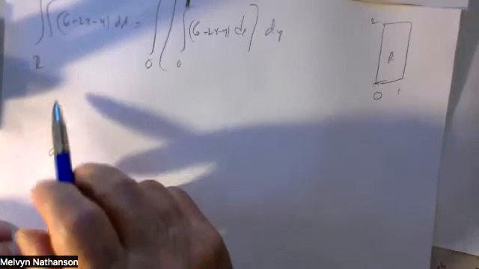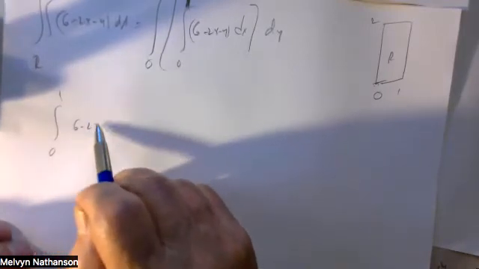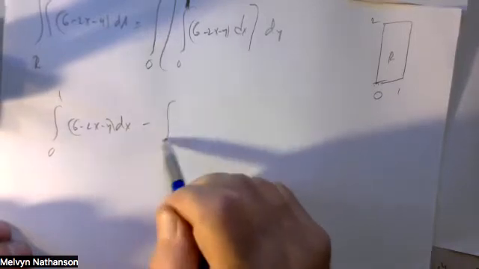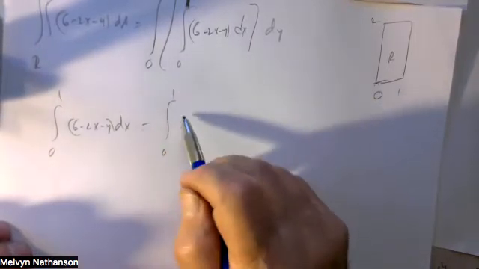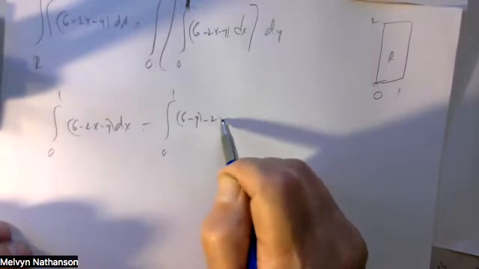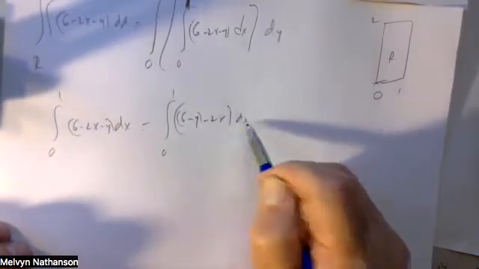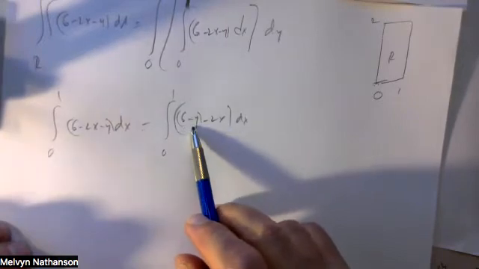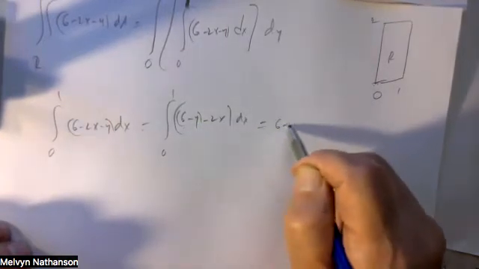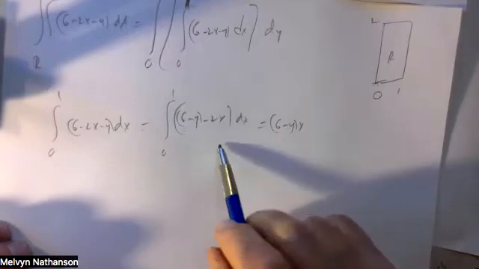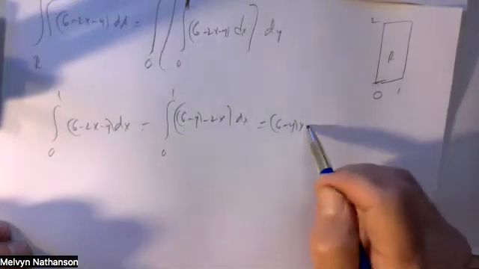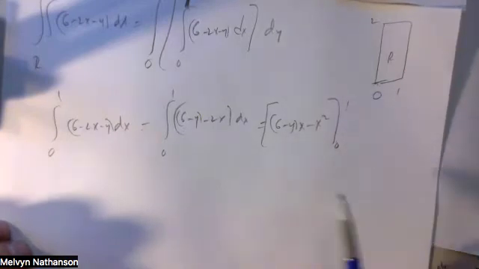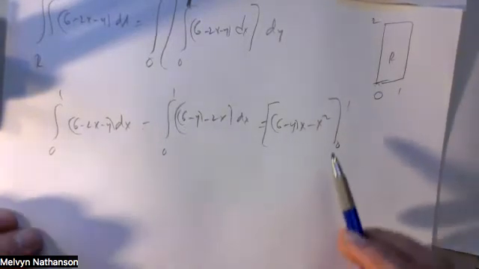So the integral from 0 to 1 of 6 minus 2x minus y dx, let me just rearrange. This is like 6 minus y minus 2x dx. This is constant with respect to x. The integral of 6 minus y with respect to x is 6 minus y times x. And the integral of minus 2x is minus x squared. And I'm evaluating that from 0 to 1.